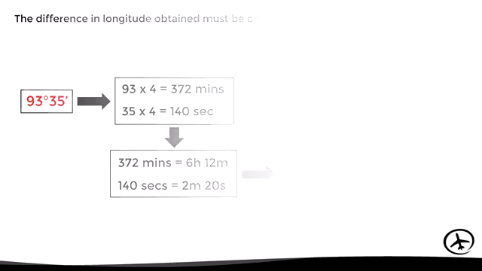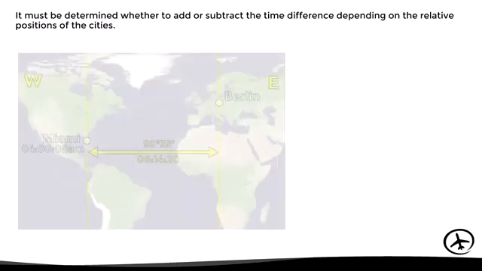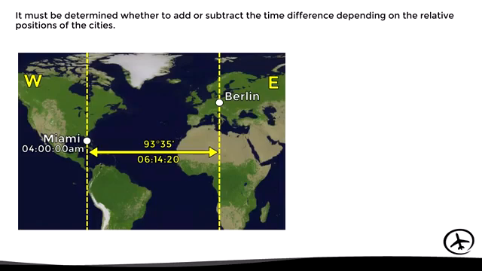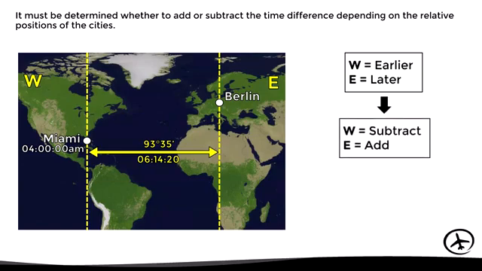Now that we know the difference in solar time between these cities, it must be determined whether to add or subtract the time difference, depending on the relative positions of the cities. As mentioned before, in all places to the east it will be later, and in all places to the west it will be earlier. This means that if the city is to the west we have to subtract the time difference, while if the city is to the east we have to add the time difference.